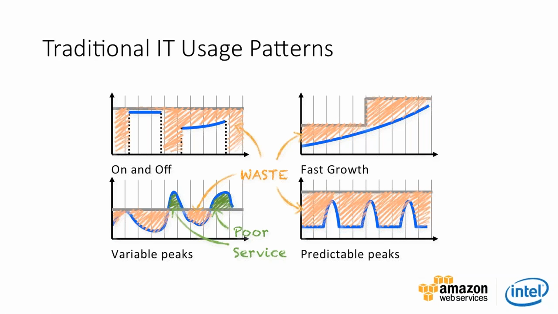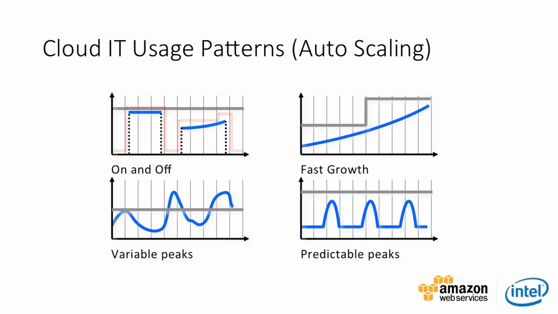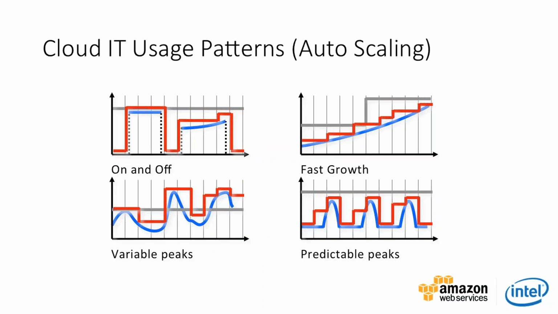Now, these are the traditional IT usage patterns, and if you're applying the same principles on AWS, you're not solving the problem. So what are cloud IT usage patterns, of which autoscaling is a key component, that help you? You're getting just-in-time resources. That red line is AWS compute resource, your instances. That's your capacity.